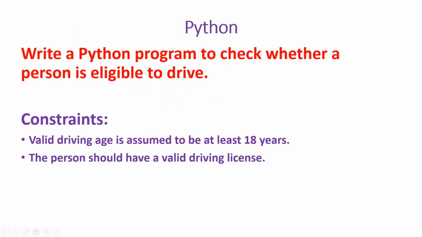Hello friends, we are going to write a Python program to check whether a person is eligible to drive. To become eligible to drive, the person should satisfy two constraints, that means the rules. The first is the valid driving age, which is assumed to be at least 18 years old. Second, the person should have a valid driving license. For this, we are going to write a Python program using a nested if statement.